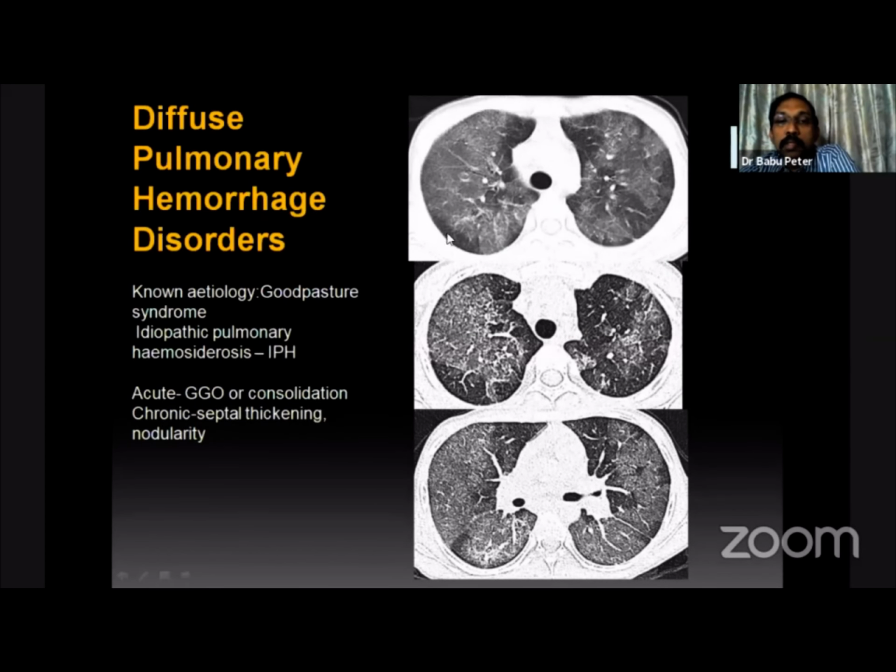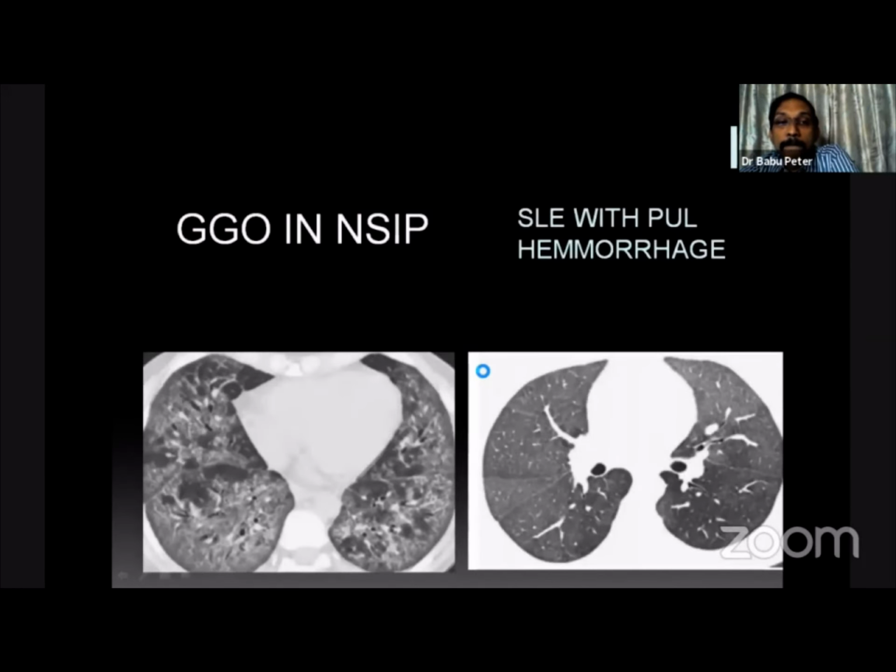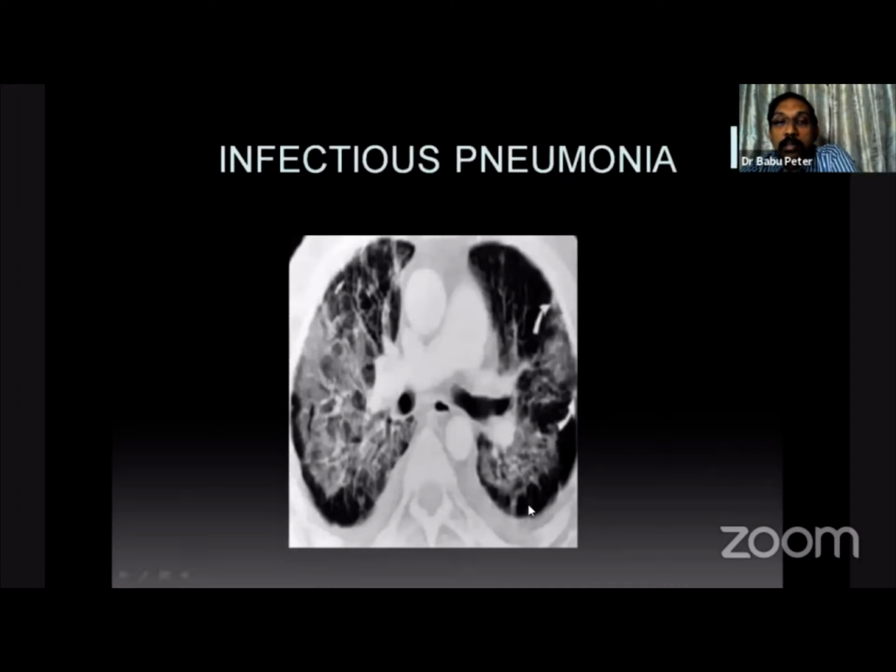Diffuse pulmonary hemorrhage disorders can also cause diffuse ground glass opacification, as in this case of Goodpasture syndrome with ground glass opacification, and it may be associated with septal thickening, which can be seen with pulmonary hemosiderosis. And we have also seen that ground glass opacification can be seen in association with non-specific interstitial pneumonias. Systemic lupus erythematosus can present with pulmonary hemorrhage, where you get this diffuse ground glass-like appearance.